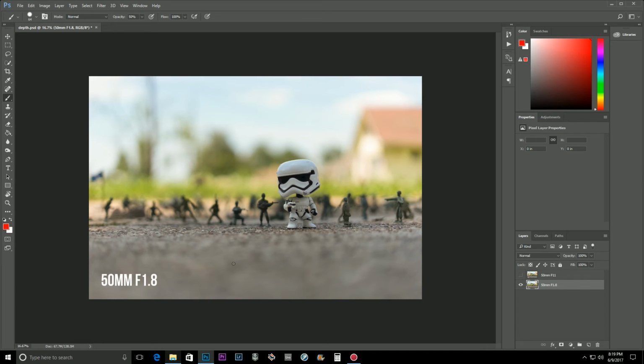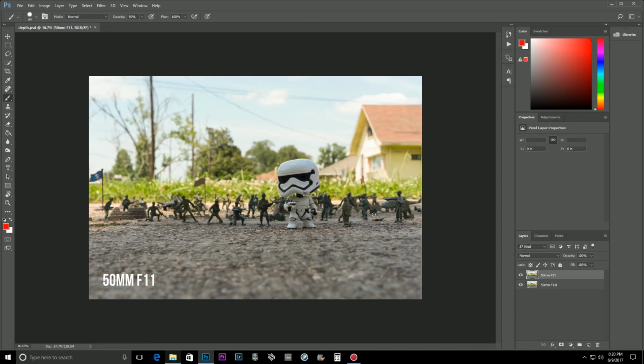So if you're in a situation where you need multiple subjects in focus and they're at different distances from you, then you have a problem. As you can see, this 50 at f1.8 has a nice blurry background, but what if these little soldiers were important? I stopped down on the same lens to f11 and we can now see the entire scene.